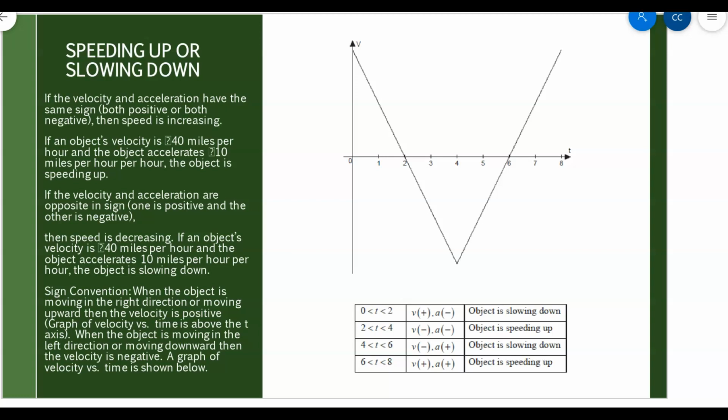If the velocity and acceleration are in opposite directions, meaning one is positive and the other negative, the speed is decreasing. An object's velocity might be positive, but its acceleration is negative, therefore the object is slowing down.